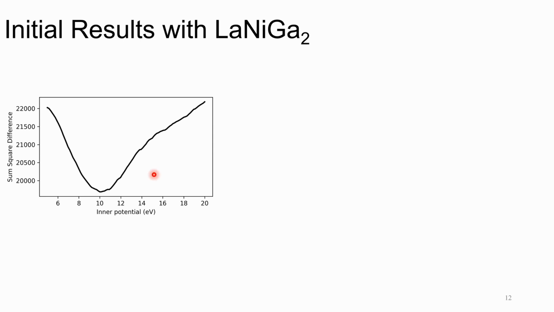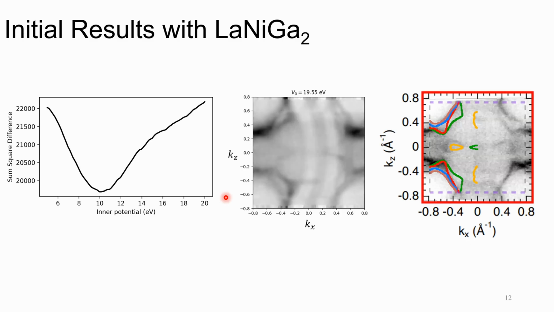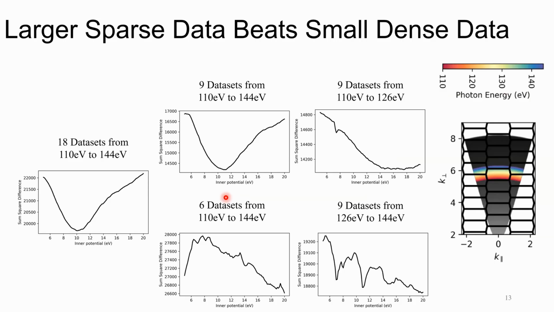So you can see that there's clearly an inner potential where the sample agrees with itself the most. And this is what I'm claiming is a way to determine the inner potential with just ARPES data without needing any exterior information. And here I'm showing a bit of a Fermi surface reconstruction across different inner potentials. And it turns out that this works better if you have a large range of photon energies sparsely rather than a dense small amount. So if I use half the data but spaced out larger, I still get a reasonable answer.